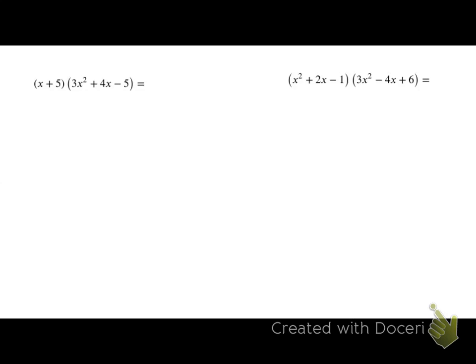What is this called? I'm going to multiply a what by a what? Okay, so this is called a what? What kind of polynomial is this? There's 2 terms, so it's a binomial times a trinomial. So we're going to take a binomial times a trinomial. I'm going to take every term in my binomial, and I'm going to distribute it to every term in the trinomial.